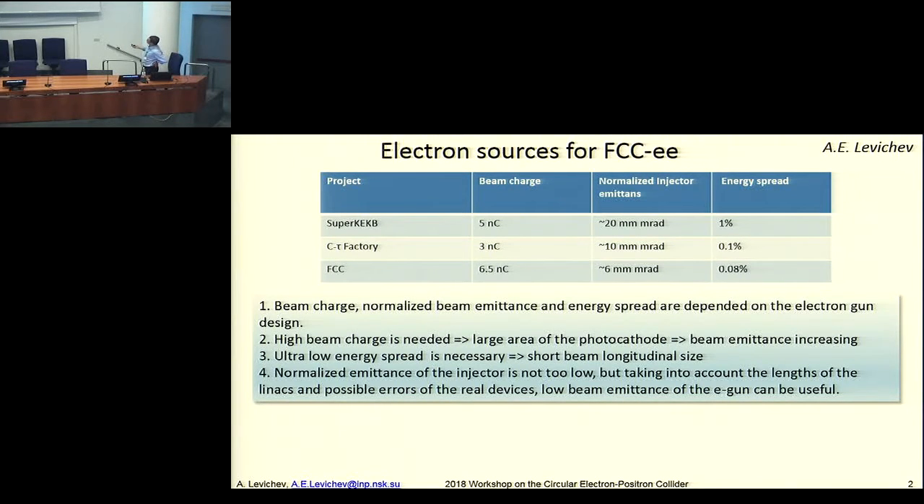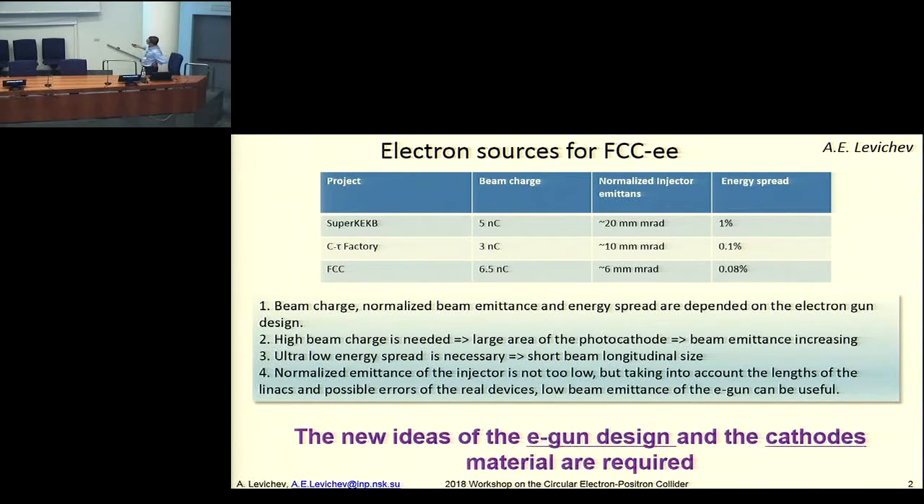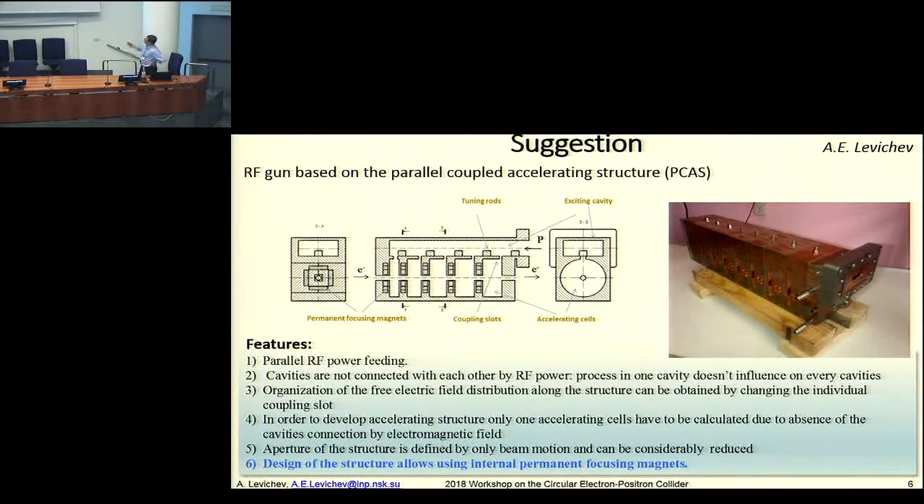This is the talk presented on the electron source for the FCC-ee. The FCC-ee requires electron sources with very high charge and very low normalized injection emittance. So new ideas for the electron gun design and cathode materials are required. The suggestion is to use an RF gun, basically with parallel coupled accelerating structures. They developed a prototype of this structure.